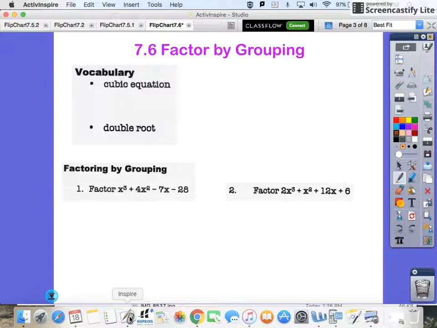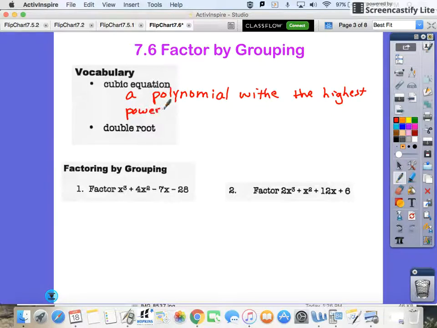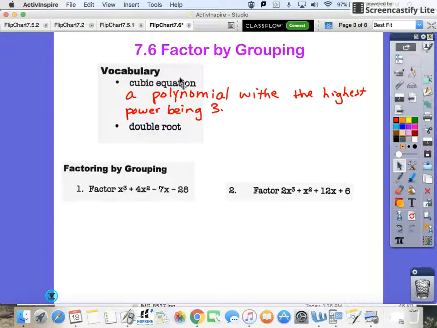So a cubic equation is a polynomial with the highest power being 3. So for example, it would be like 2x cubed plus x squared minus 4x plus 1. This is cubic because the highest power, or the highest exponent, is 3.